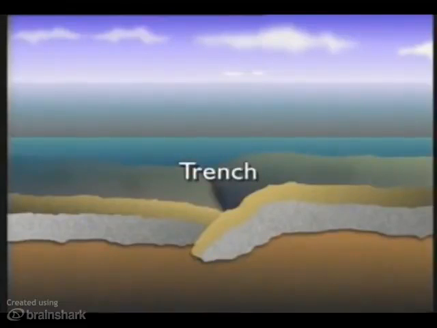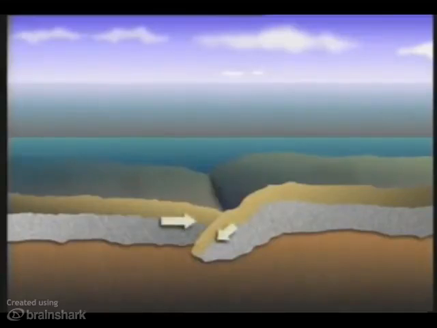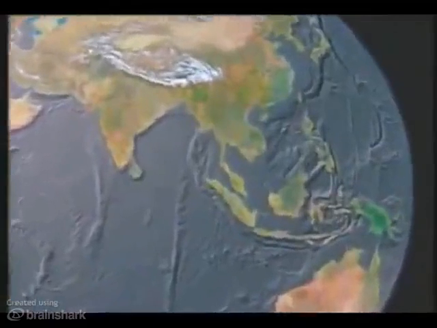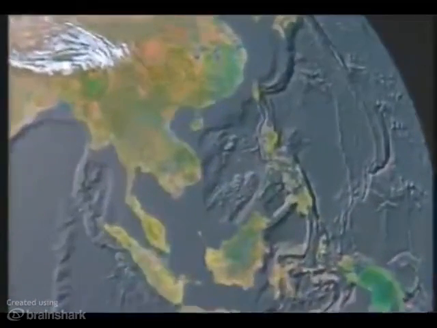Scientists believe that the Earth's surface is made up of large plates or sections of rock that are constantly moving. Trenches are formed when two plates collide and one moves under the other. Some trenches are thousands of kilometers long and are the deepest places in the oceans.